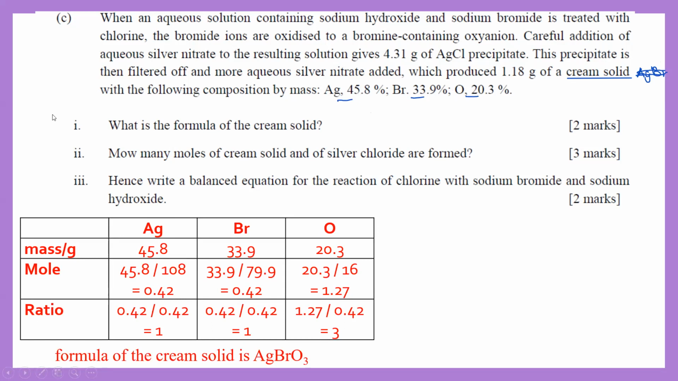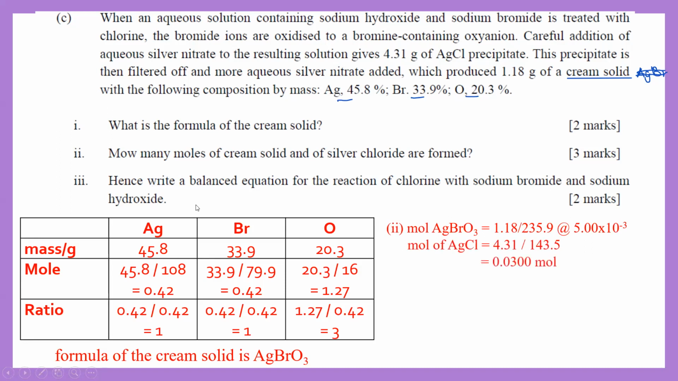Number 2, how many moles of the cream solid and silver chloride are formed? So you have to divide by the RAM. 1.18 divided by 235.9, you get 5.00 times 10 power of -3. For the case of the silver chloride, you have 4.31 divided by 143, you get 0.0300 mole.